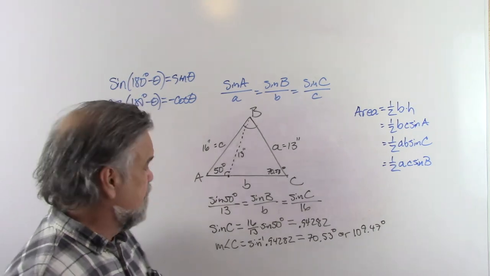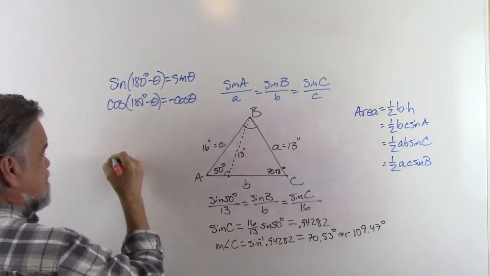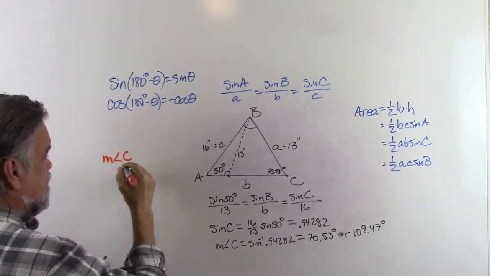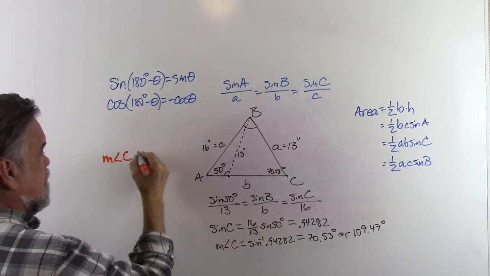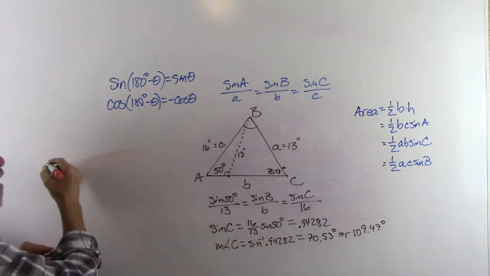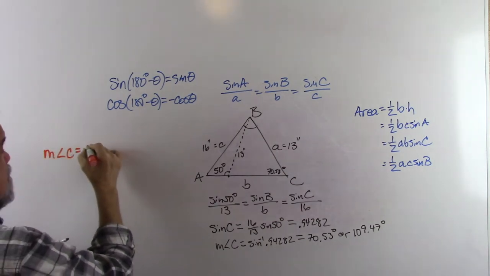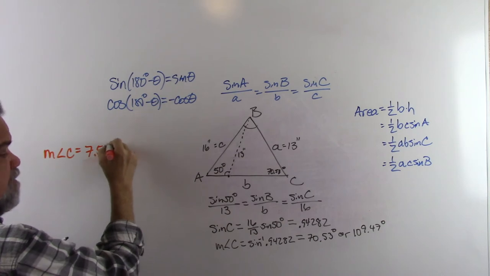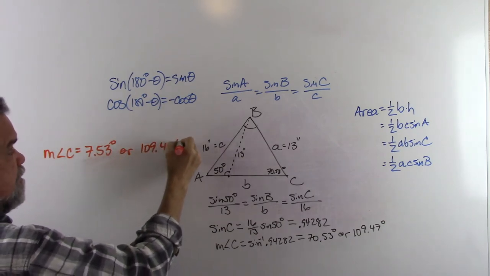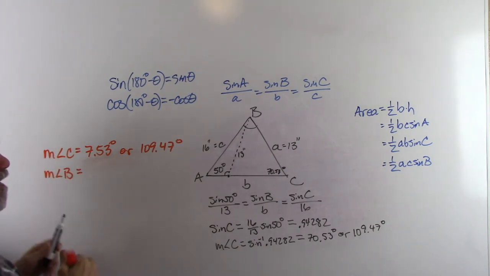I'm running out of room here, aren't I? Okay, let's come over here. So let's see, measure of angle C can be, like I said, 70, here, let me scoot further over. Measure of angle C can be 70.53 degrees or 109.47 degrees.